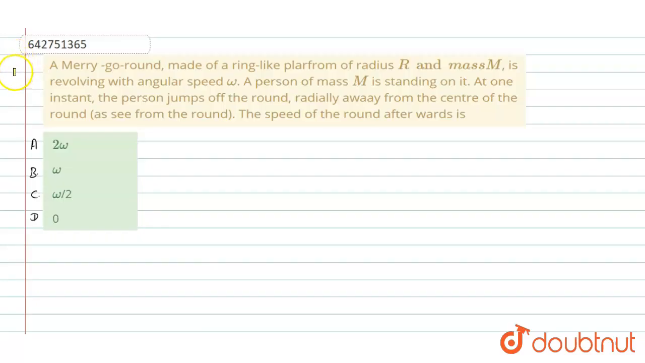Hello, students. Let's understand the question. A merry-go-round made of a ring-like platform of radius R and mass M is revolving with angular speed omega. A person of mass M is standing on it. At one instant, the person jumps off the round radially away from the center of the round. The speed of the round afterwards is.